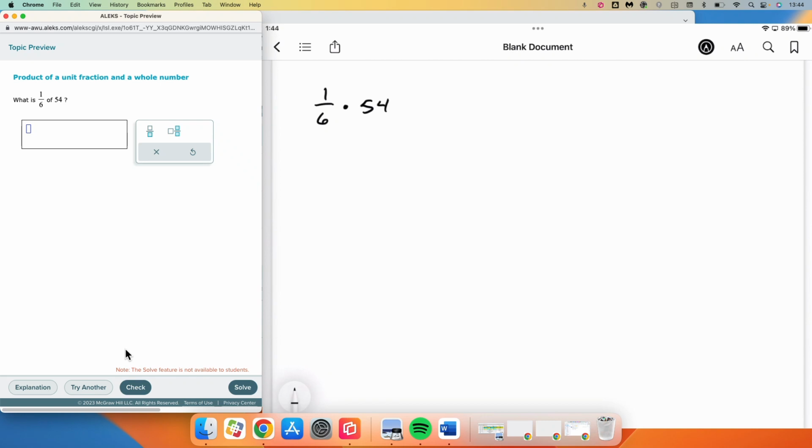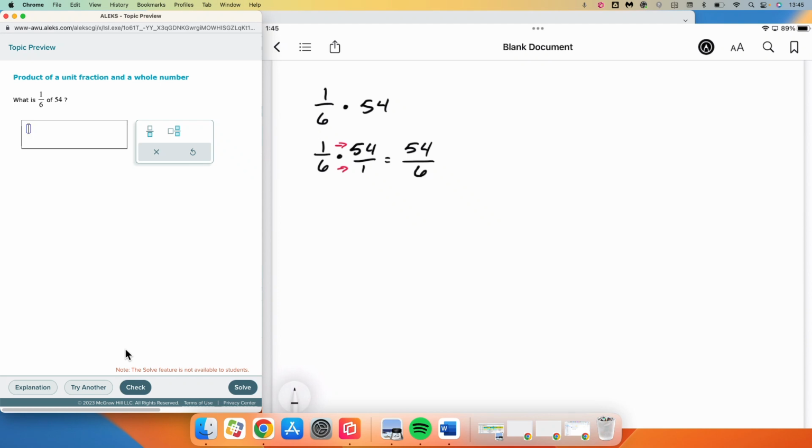Now, when we have a whole number like 54, to write that whole number as a fraction, we need to simply put it over 1. And so I'm going to rewrite this as 1/6 times 54 over 1. And so when we do fraction multiplication, it's nice because it's pretty straightforward, pretty simple. We just multiply straight across.